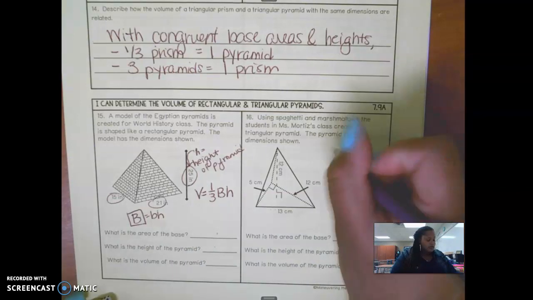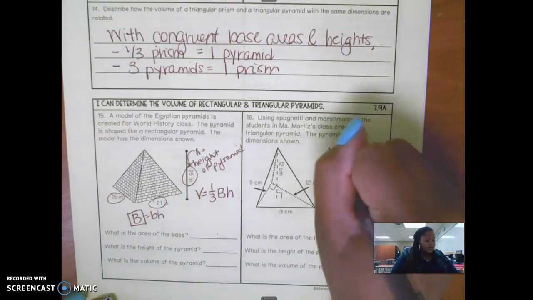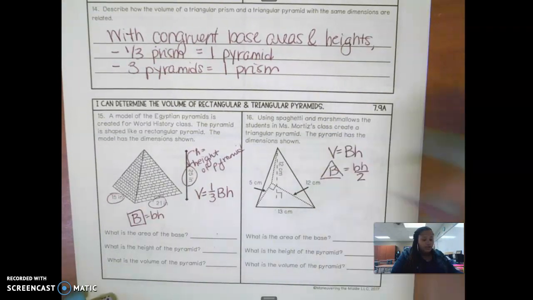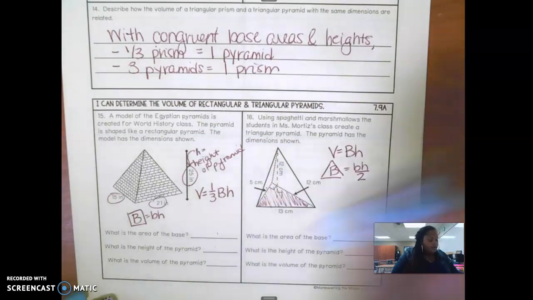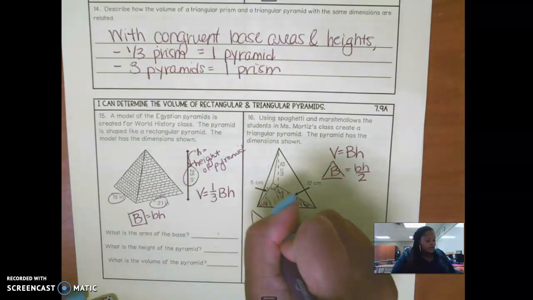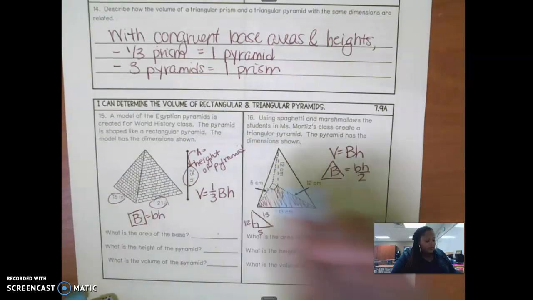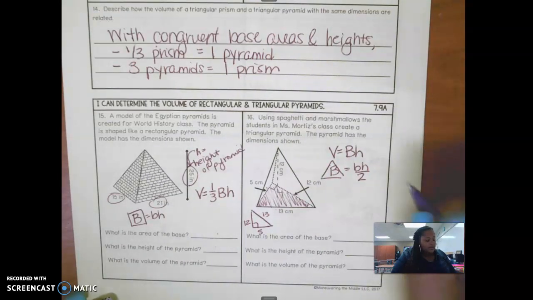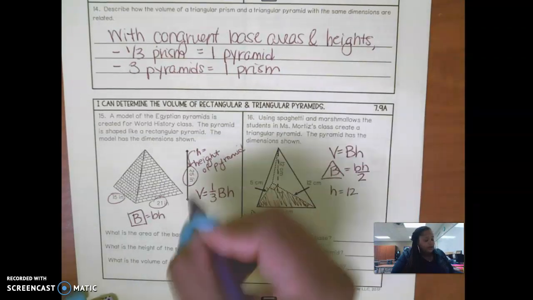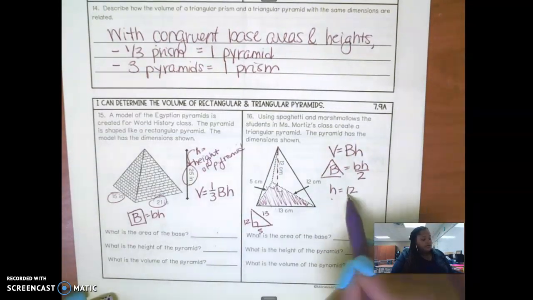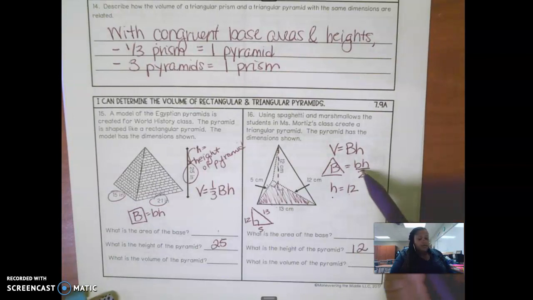Over here, volume equals big B times height. Big B is a triangle, so that's base times height divided by 2. Shade in your base. Draw the triangle to the side. 5, 12, and 13. One of these numbers we do not need, but we do need 12. And you can write that. Oh, here's my H is 25 over here. My H over here is 12. Okay? 12, 25. Solve for big B.